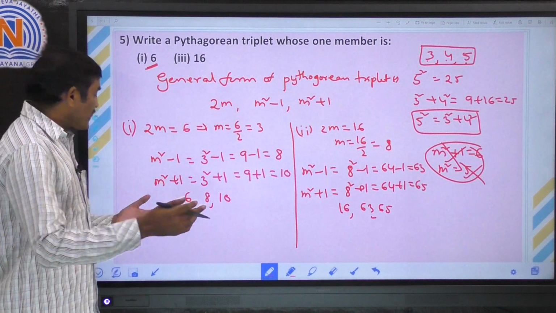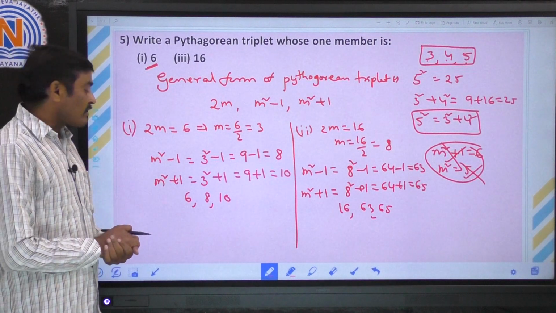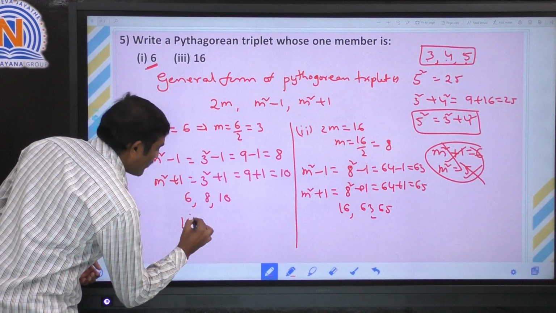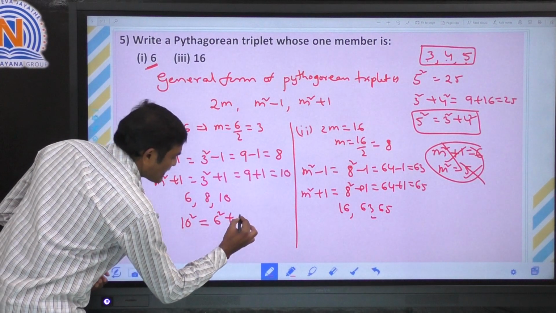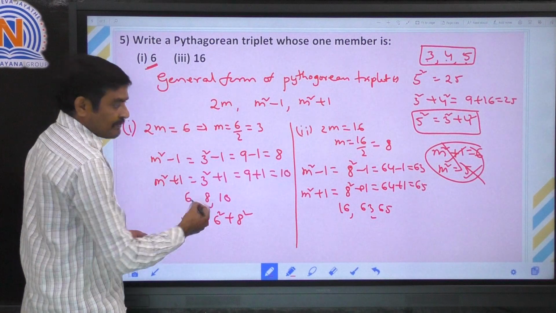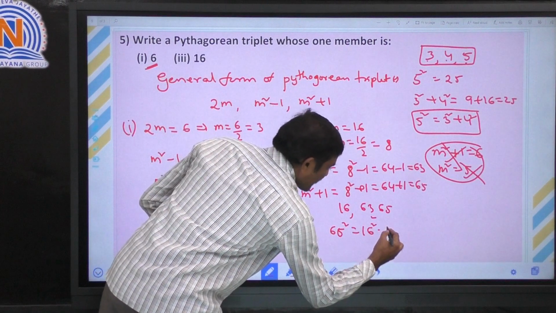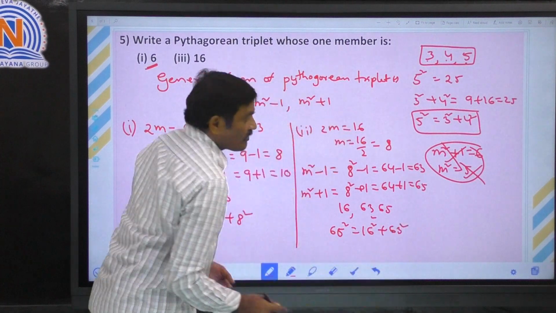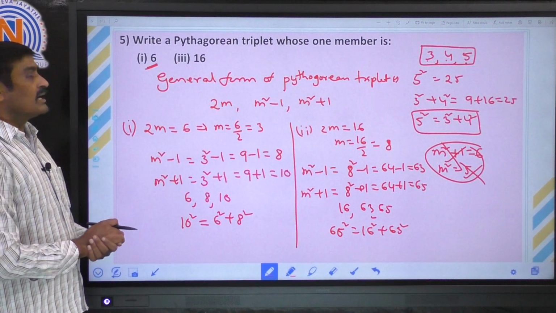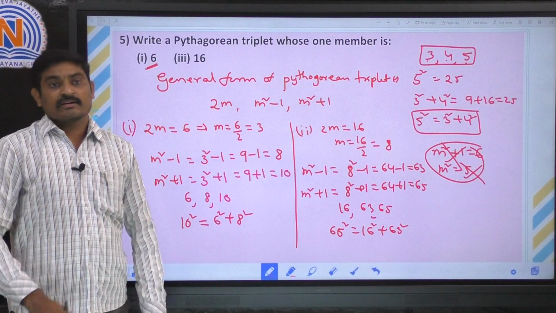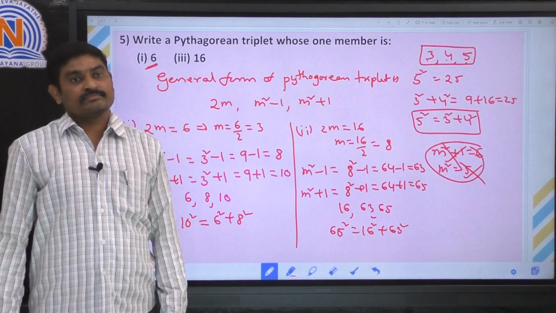Okay children, you can verify whether these are Pythagorean triplets or not. Here 10 square is equal to 6 square plus 8 square, that's why these are Pythagorean triplets. Here 65 square is equal to 16 square plus 63 square. Okay? So these are the solutions. Okay children, thank you very much.